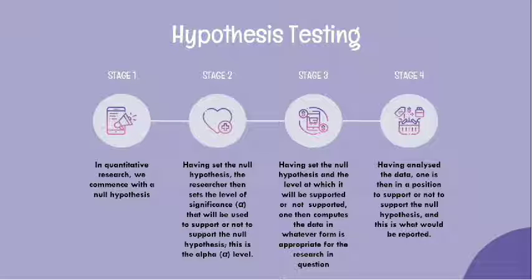Stage 3, having set the null hypothesis and the level at which it will be supported or not supported, one then computes the data in whatever form is appropriate from the research in question. And the last stage, having analyzed the data, one is then in a position to support or not to support the null hypothesis, and this is what would be reported.